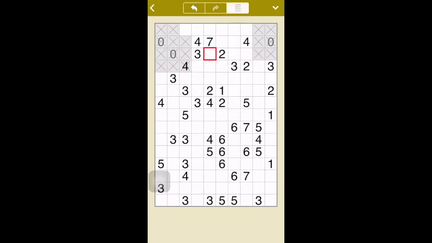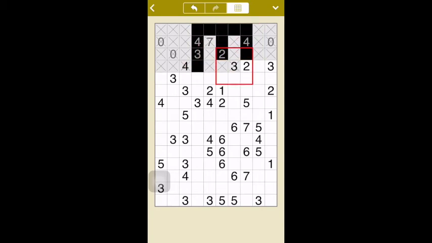Okay, 7 and the 4, difference of 3, right? So 3 black spaces, 3 gray spaces. Okay, I got that. Oh, okay. I like this one.